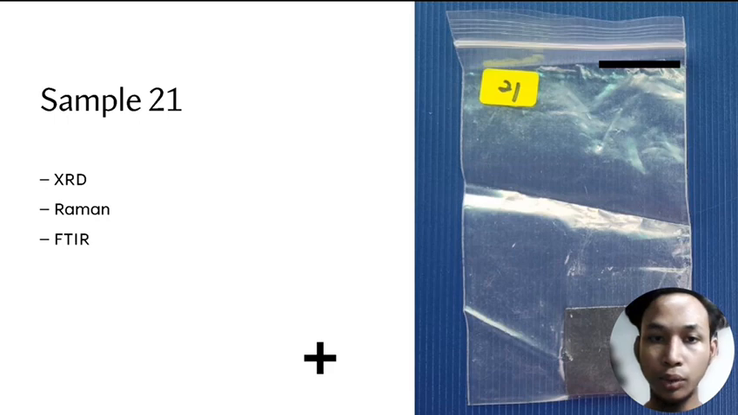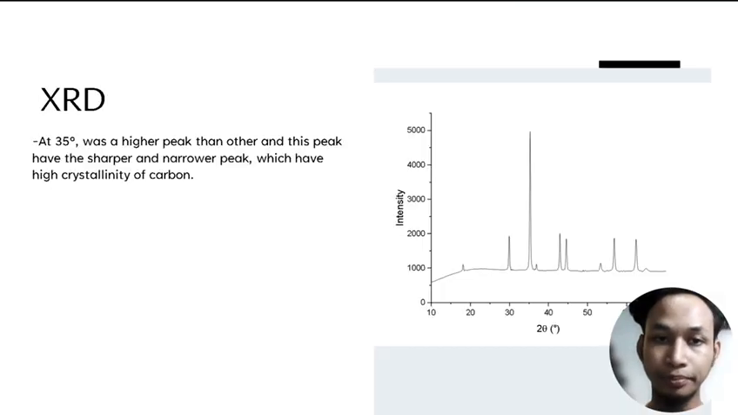For sample 21, we use XRD, Raman and FTIR. For XRD, at 35 degrees was the highest peak, and this peak is sharper and narrower than the others, which indicates high crystallinity of carbon steel.